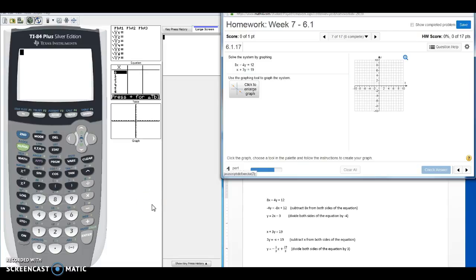One of the topics we cover in week 7 is solving systems by graphing. A system of equations is two or more equations, and you're going to try to find a point that satisfies the first one and also the second one. And I can do that by graphing.